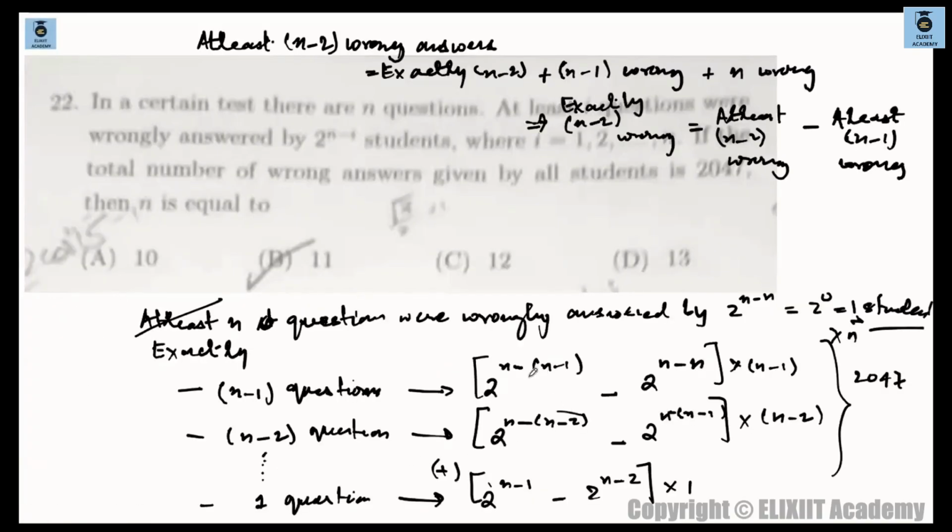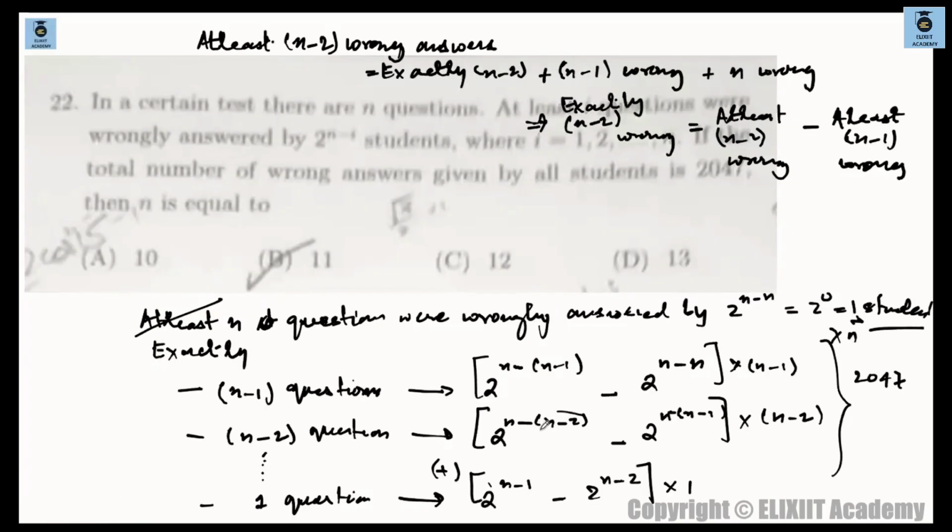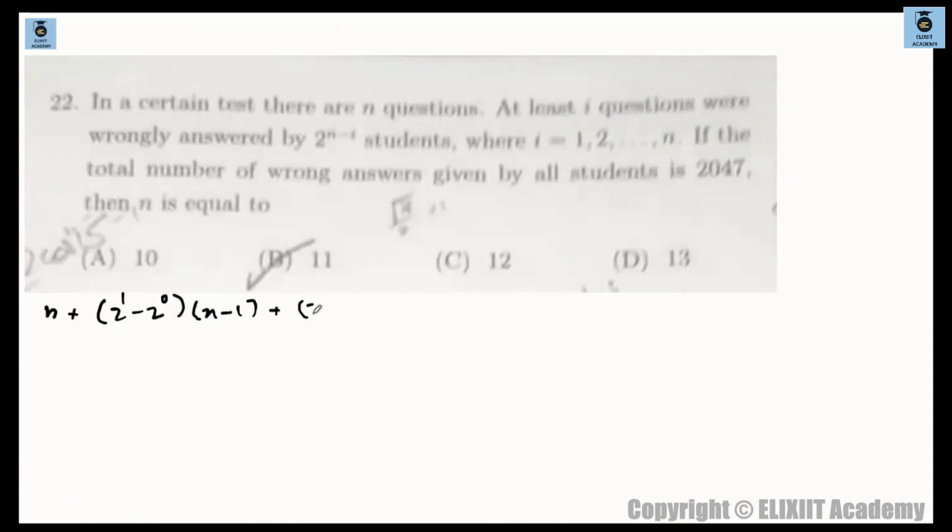So we are getting n plus, the series is n plus, then we are having 2 to the power of n minus, cancels out. This becomes 2 to the power of 1 minus 0, which is 1. So 2 minus 1, 2 to the power of 1 minus 2 to the power of 0. I'm writing this for the time being. Multiplied by n minus 1 plus, similarly, the next term is what? 2 square minus 2 to the power of 1 into n minus 2, and so on.